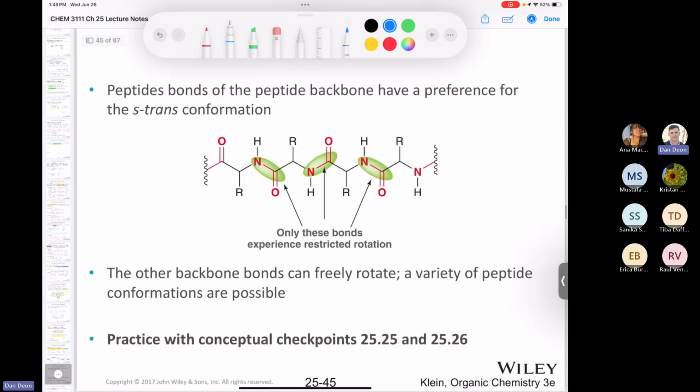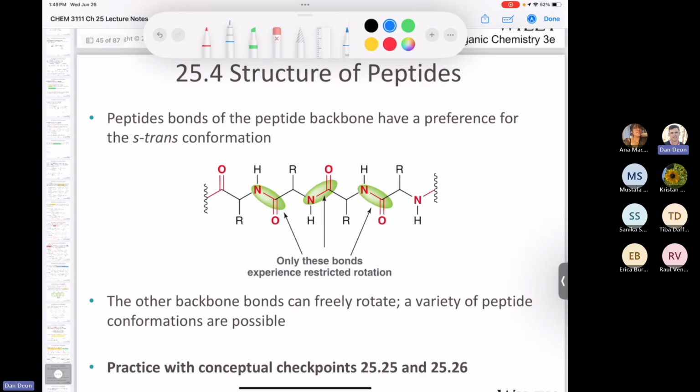So it's put more eloquently maybe here on this slide. It says peptide bonds of the peptide backbone have a preference for the S-trans conformation. So that's why it's always written in this up, down, or zigzag pattern when we write our peptides out. And we're going to get some practice on that.